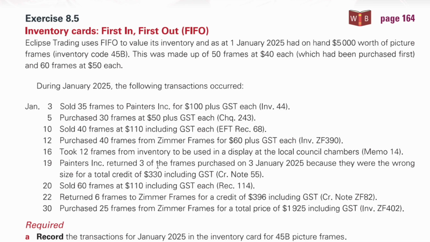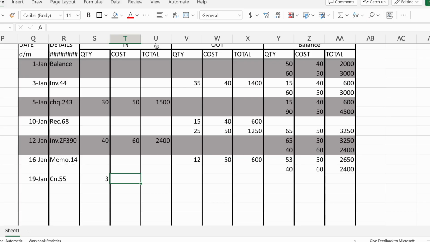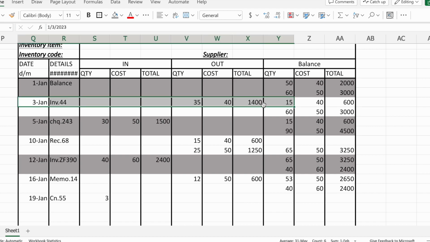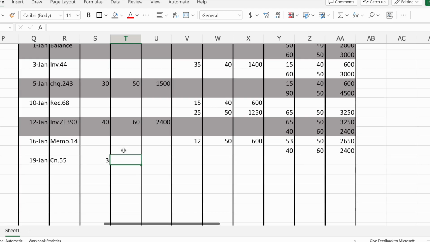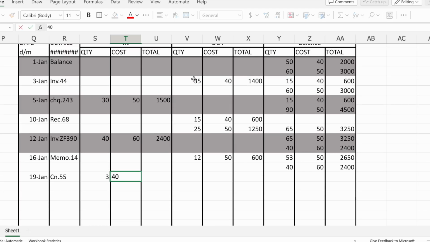So yeah. So when you think about it, when they purchased it on the 3rd of Jan, so let's go to the 3rd of Jan, they purchased the $40 one. There's 3 of the $40, 3 of the 35 that were purchased, that were valued at $40. 3 of them are returned on this date, on the 19th. So that means we have 120 in total.